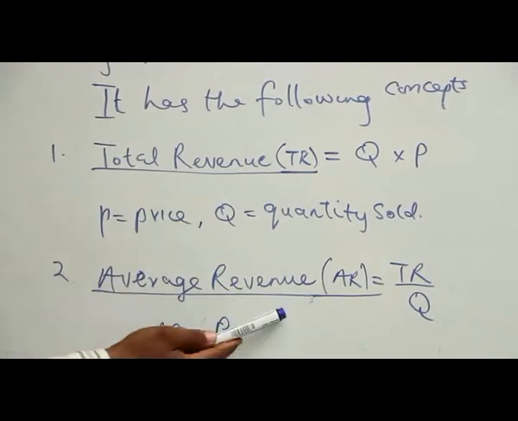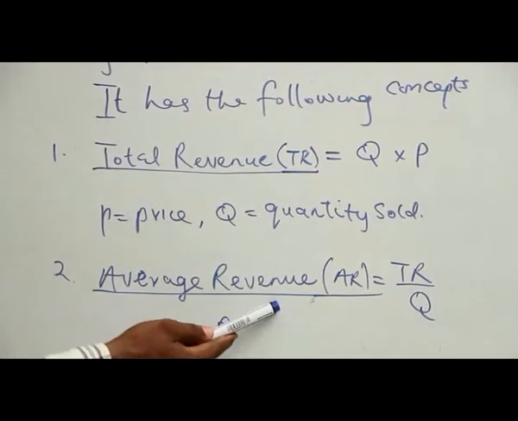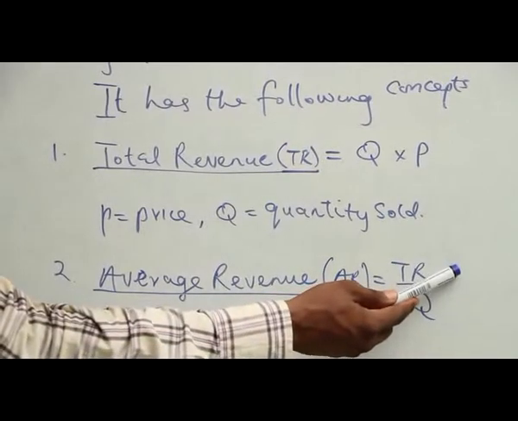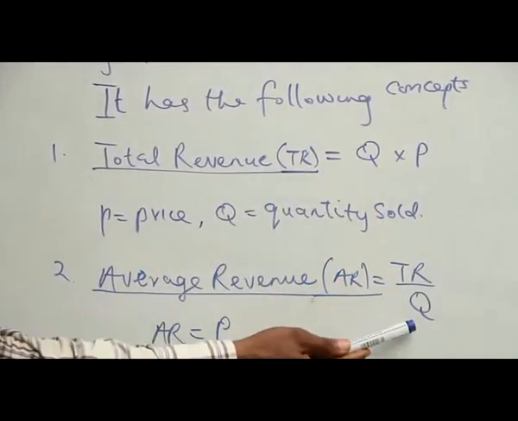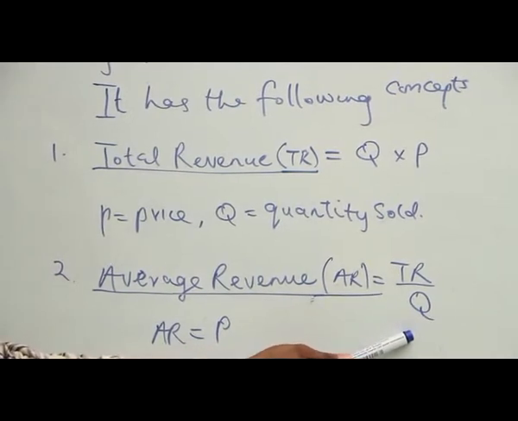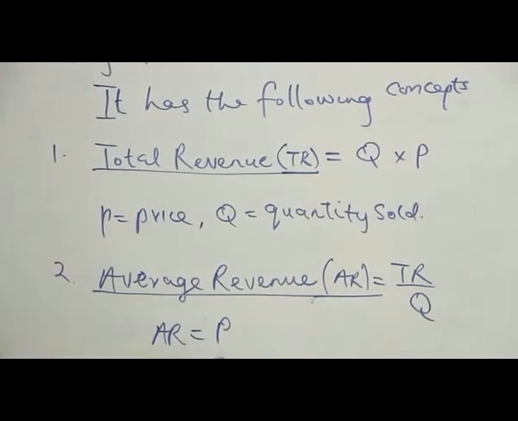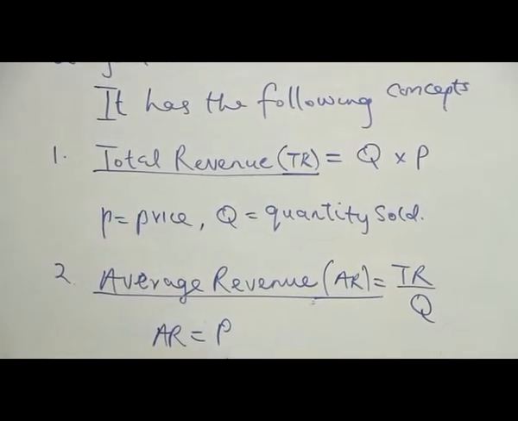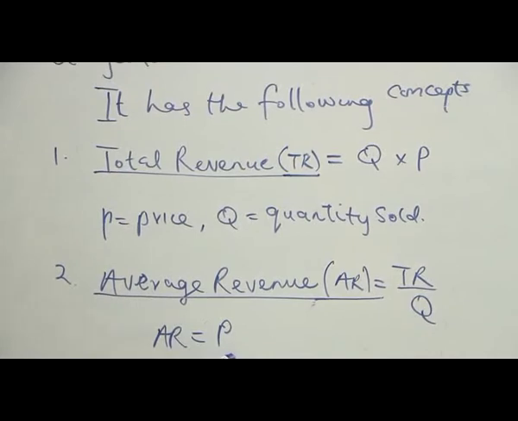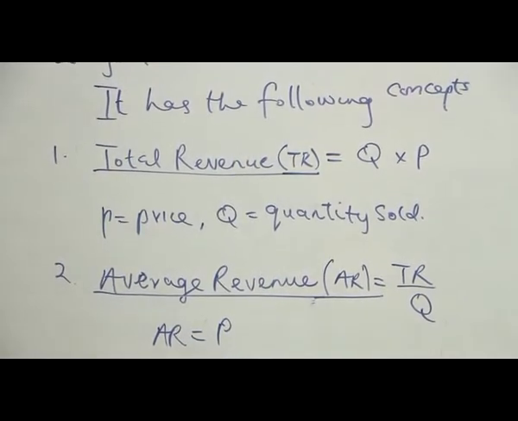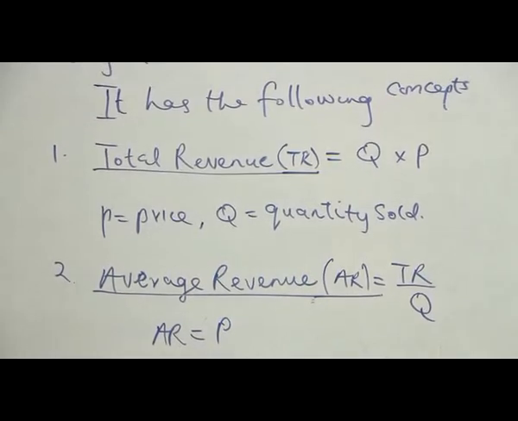2. Average revenue. In order to arrive at average revenue of a firm, it's going to be the total revenue, TR, divided by Q, quantity sold, as we have defined it earlier on. So average revenue equals price. That is, whenever we are trying to find average revenue, we always have the answer to the price of the commodity in question. That is to say, average revenue is always equal to price.